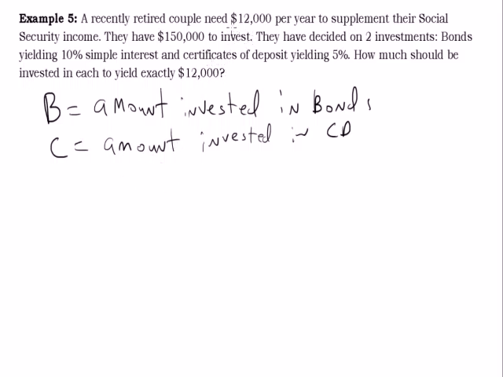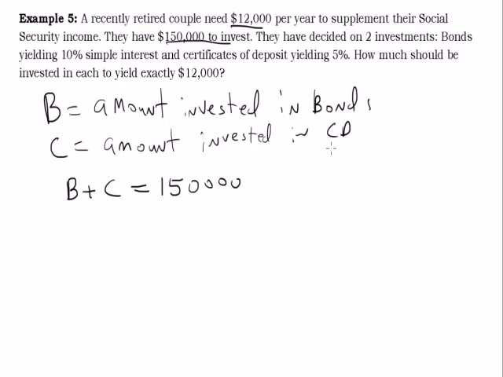The couple needs $12,000 per year. They have $150,000 to invest. Well, one of those is directly related to B and C, and that's going to be the $150,000. That's the total they have. This is related to the amounts they have for each. And hopefully you're going to see there, B plus C has got to be that total amount, the $150,000.